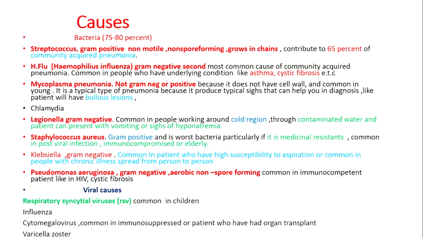Another thing we need to know is other causes, which include viral causes. So the major cause was bacteria. The second one is viral causes. Viral causes include respiratory syncytial virus, which is common in children. We have influenza. We have cytomegalovirus, common in immunosuppressed patients or patients who have had an organ transplant. We have what we call varicella zoster. So these are the different types of viruses that may cause pneumonia.